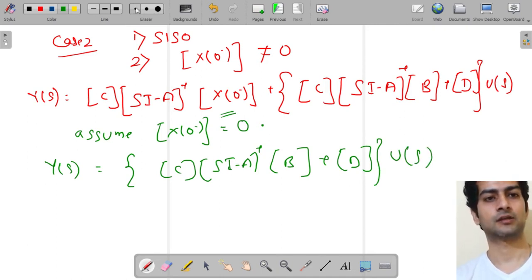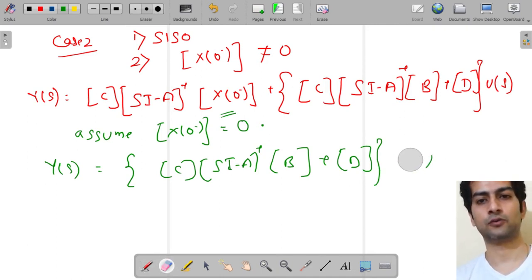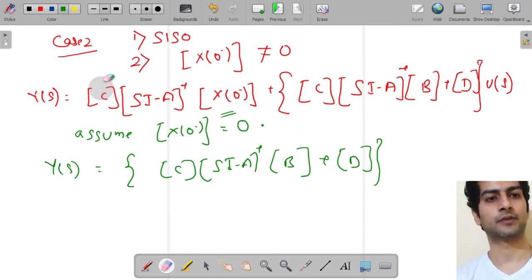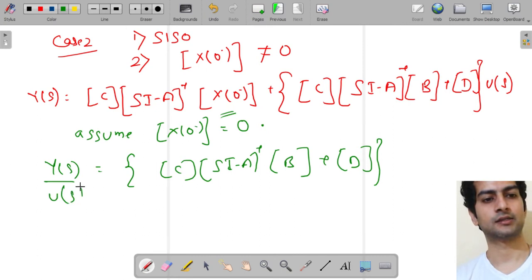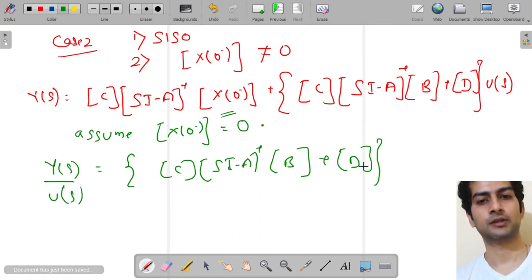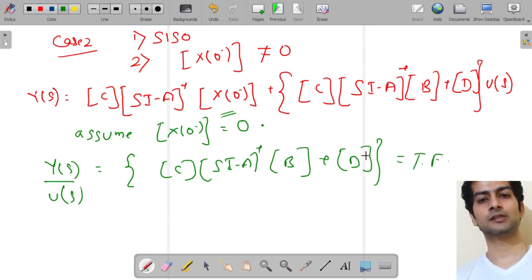Now, if I want to bring Us to this side, our overall output by overall input, is this our transfer function? Yes. Is this only our transfer function? How are we getting it?